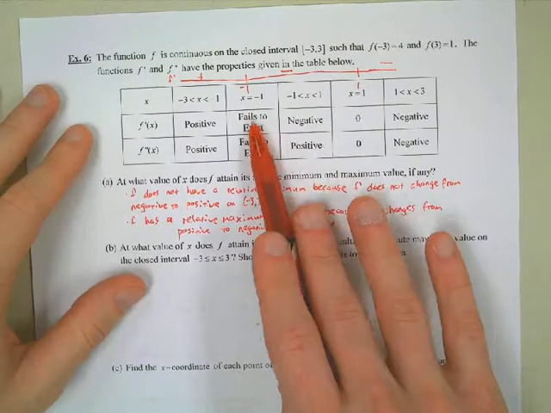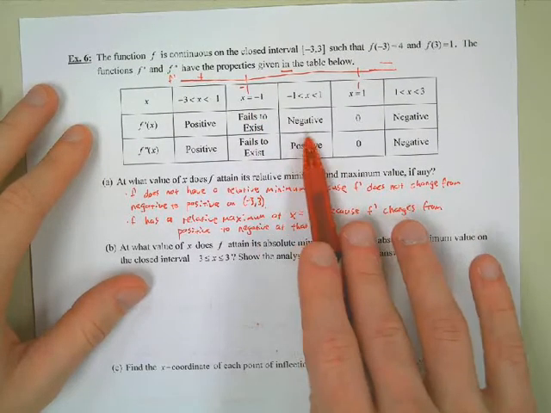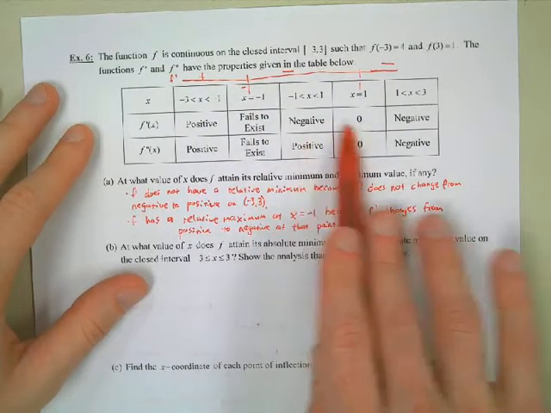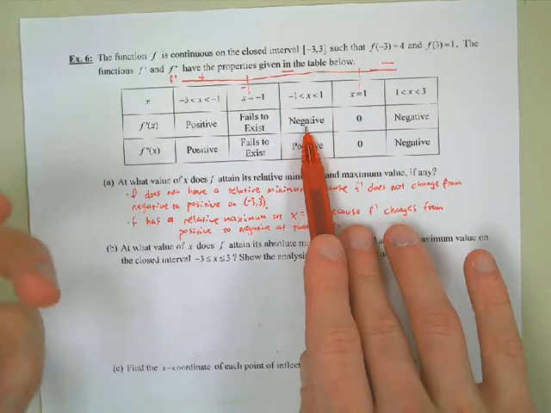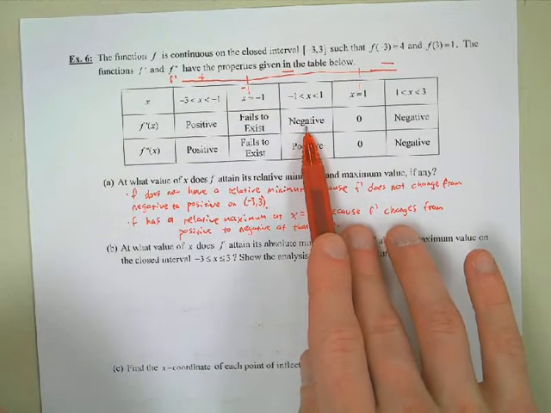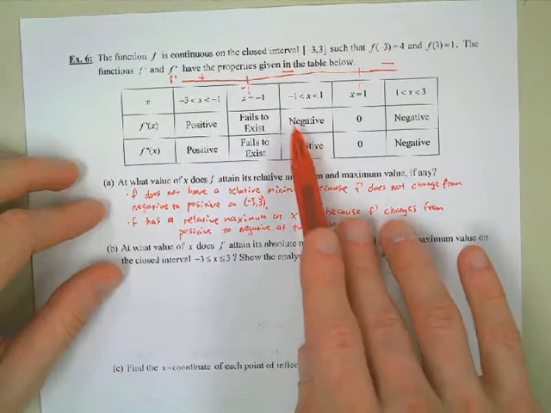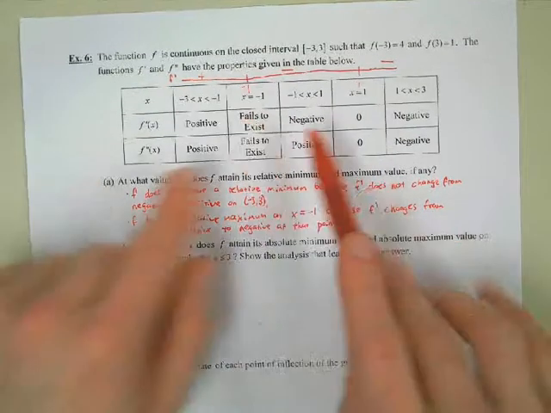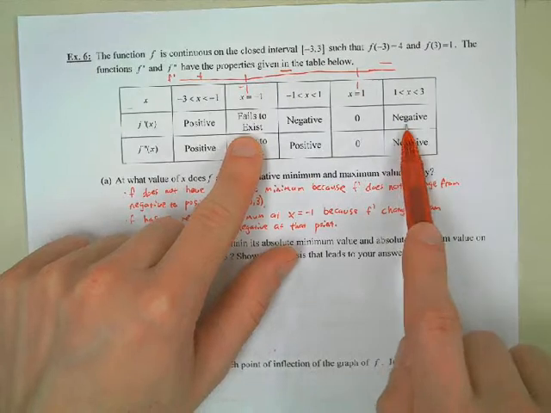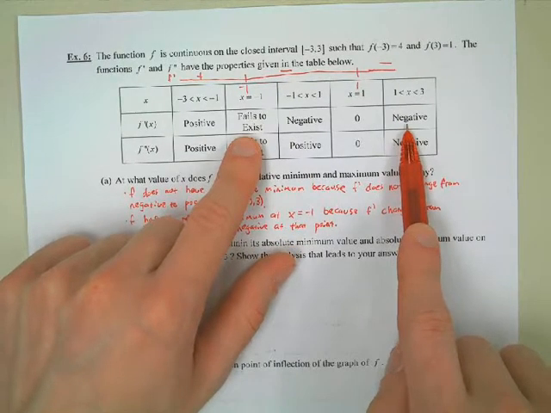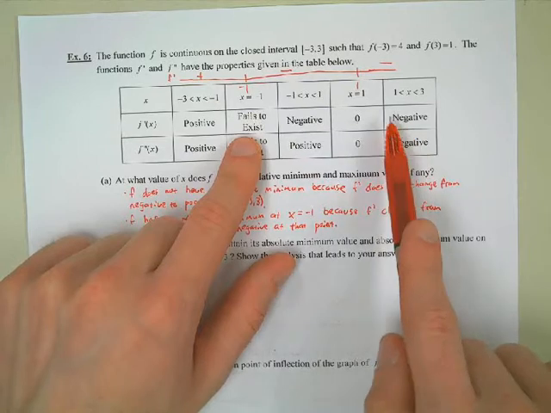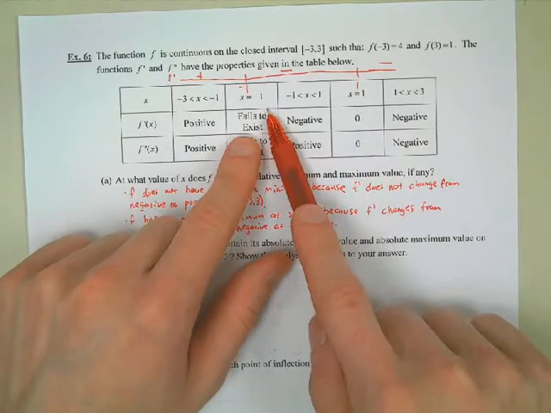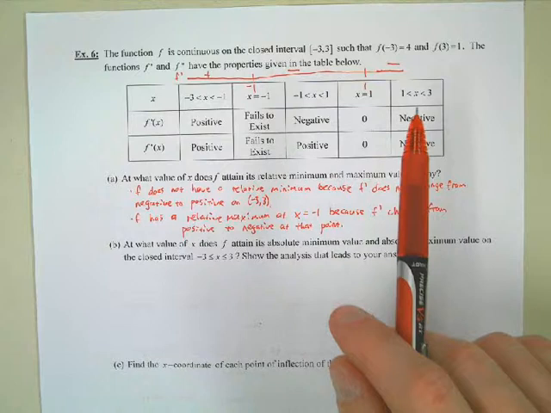But then we go to this interval, and our derivative is negative in that interval. So what does that mean? Our function will be decreasing. So what's going to be higher, -1 or 1? -1 still, right? And then the next interval, from 1 to 3, the derivative is negative. So therefore, the function will be decreasing. And so again, -1 still has to be the highest point. Okay? So, that's what we're going to say.